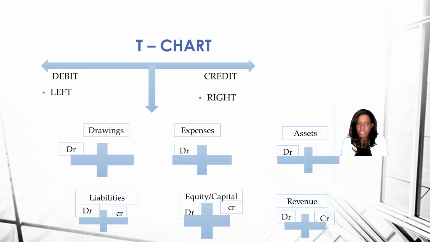So what is a ledger? A group of entries, all of them. This is a whole group of entries right here, and they consist of T accounts. All right.